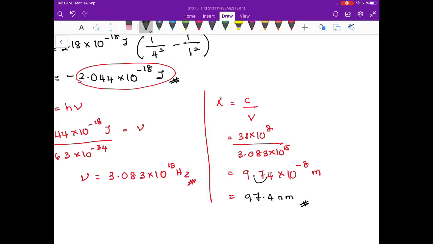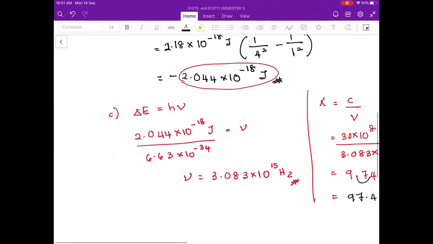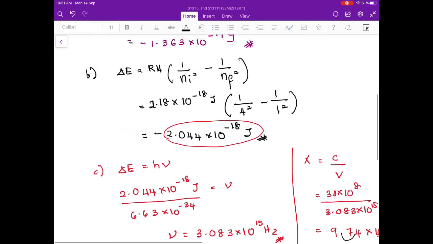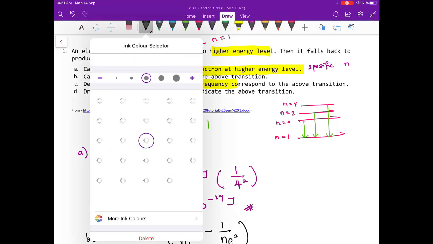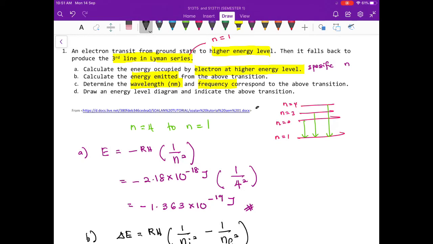Okay, and the last one, what is the question? Last question. Draw the energy level diagram that indicates the transition. Maybe this is the answer for this. Okay, I use this as the answer for D, but no need to draw this. Okay, this is the answer for D.